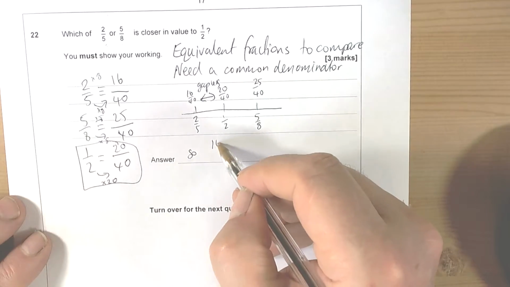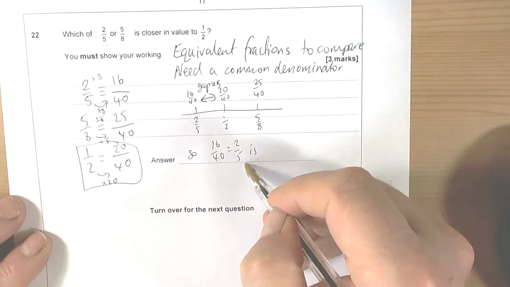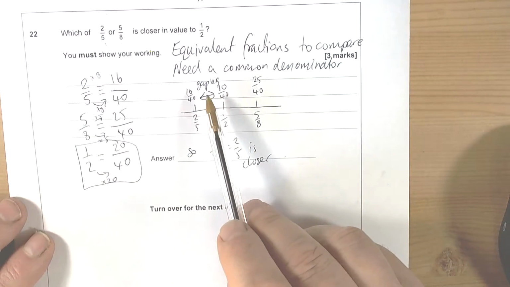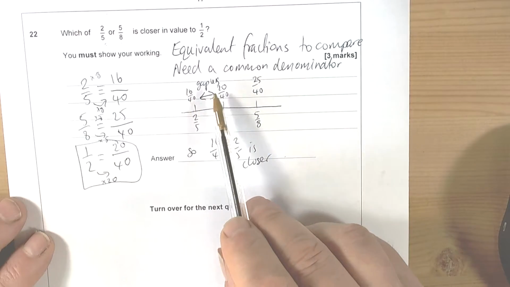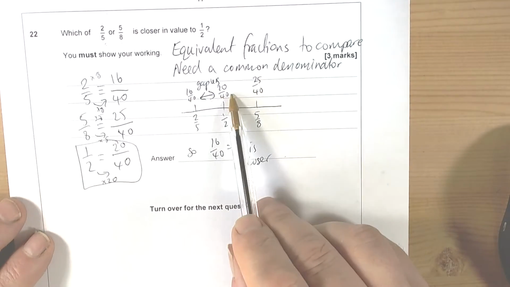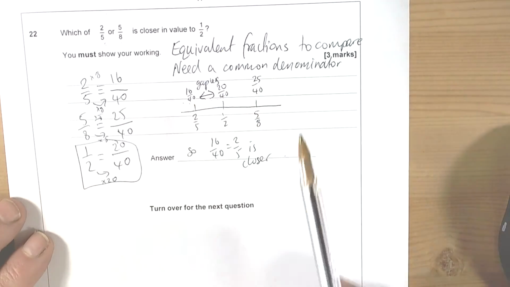So 16/40ths, which equals 2/5, is closer. Okay, so smaller gap there. 16/40ths to 20/40ths is only 4/40ths, whereas from here to here it's 5/40ths. So there's a smaller gap there, so that is closer.